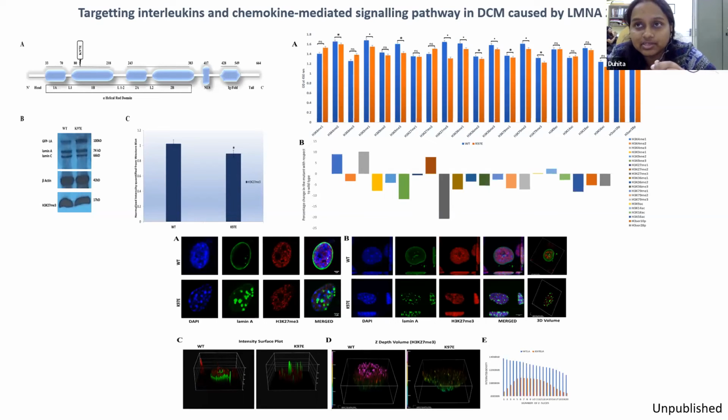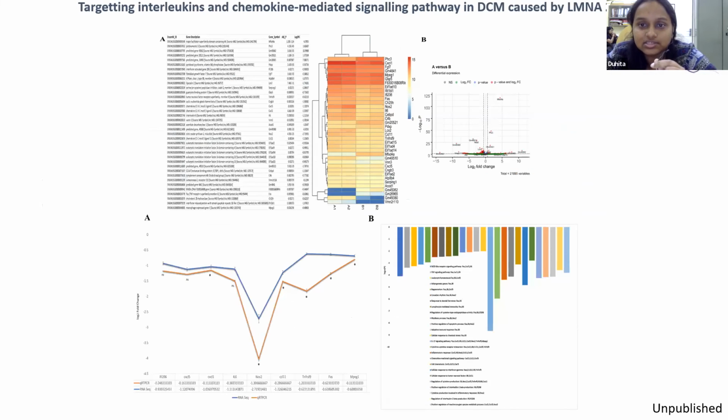facultative heterochromatin content of the cell in the form of loss of the H3K27me3 mark. We also checked the gene expression profile and could see that the differentially expressed genes were majorly linked to inflammation pathways like chemokine and interferon-related pathways. So right now we are performing qPCR experiments to link whether this epigenetic modification is actually causing these changes in gene expression in the inflammatory pathways.